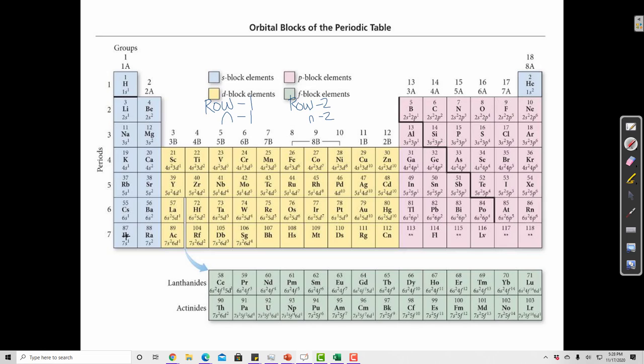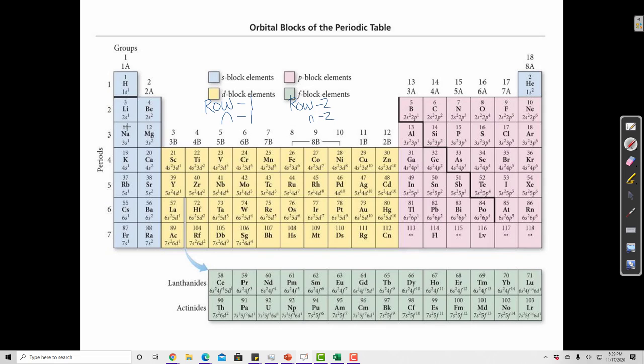So whatever row we're in, if I'm in the seventh row, what kind of d orbitals do I have? 6d. If I'm in the seventh row, what kind of f orbitals do I have? 5f. If I'm in the seventh row, what kind of p orbitals do I have? 7p, because s and p are just the same as the number of the row.